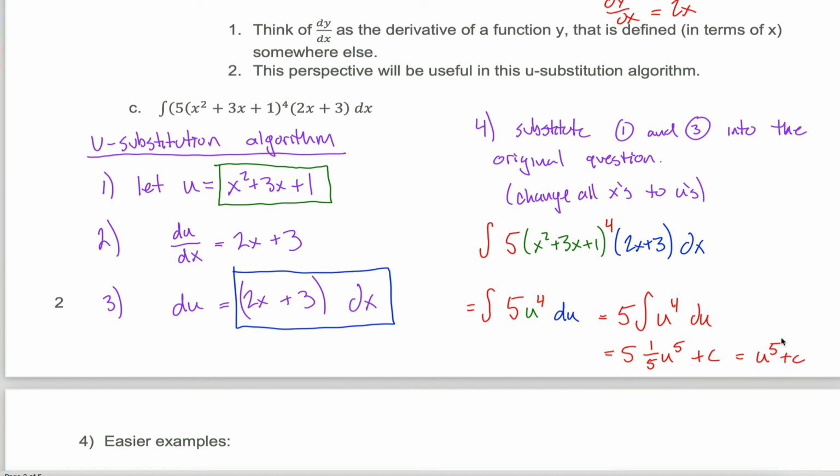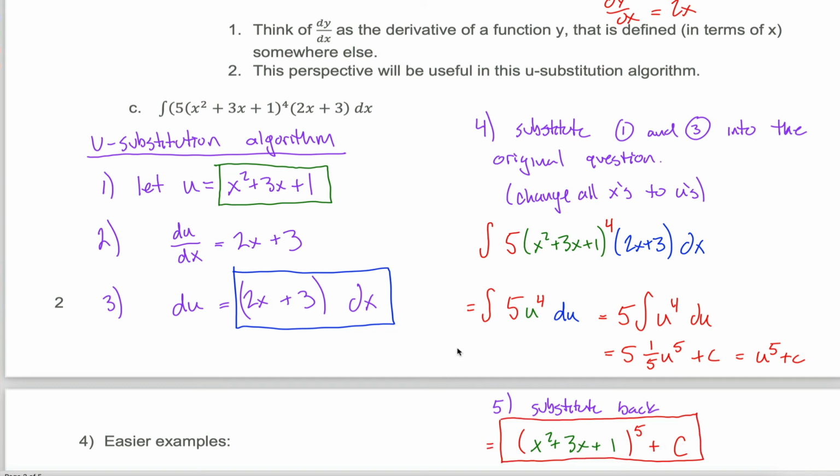And you're like, so that's my final answer? Almost. Remember, the original question didn't have any u's in there. You, the student, y-o-u, substituted u into this equation. You don't want to leave u's in your final answer because u is something that was created within this process. So the final step, step 5 in this u substitution algorithm, is just to substitute back. Instead of writing u to the 5th plus c, since u is x squared plus 3x plus 1, my final answer would be x squared plus 3x plus 1 to the 5th power plus c.